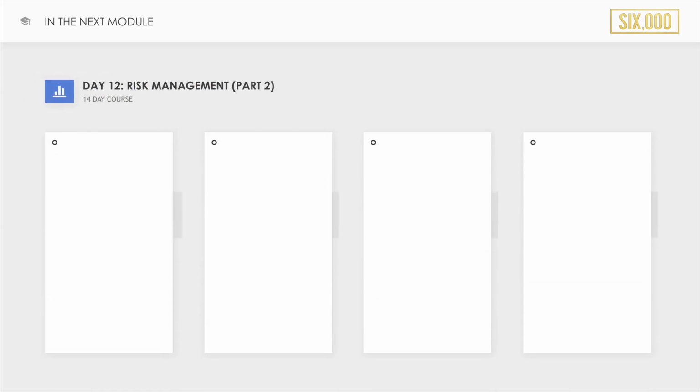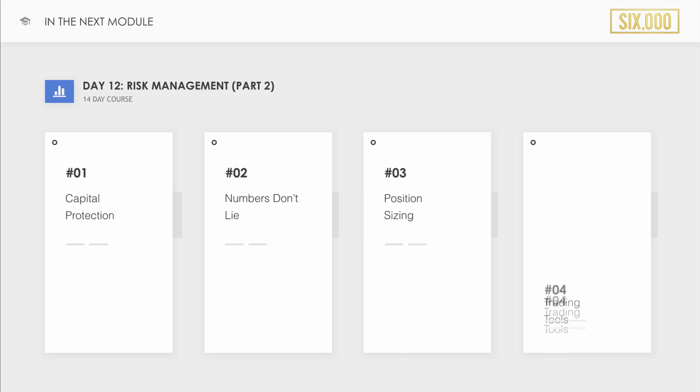Now, in our next module, which is Risk Management Part 2, again, day 12, you can continue day 12 and go straight onto the next module. We will cover capital protection, followed by numbers don't lie, then on to position sizing, and finishing off with trading tools. I hope you guys enjoyed today's module, and I'll see you on the next video.